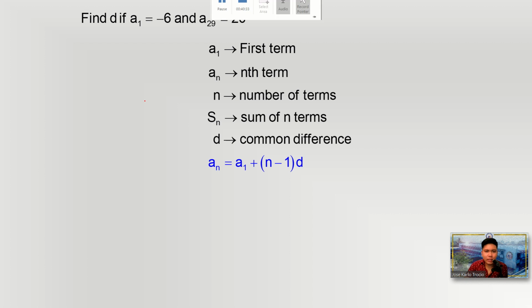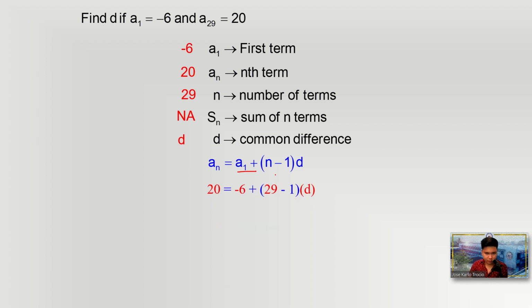A sub 1 is negative 6. Where is the laser? Oh, it's in here. A sub 1 is just given. A sub n is 20, so just substitute that. And we know that 20 is the 29th term, that is n. Please see the difference between A sub n and n. A sub 1, we started with negative 6, and we are looking for a difference. So that's 29 minus 1, that is 28. 28 times d, that is 28d.